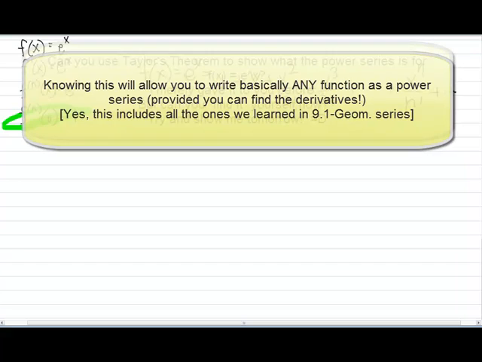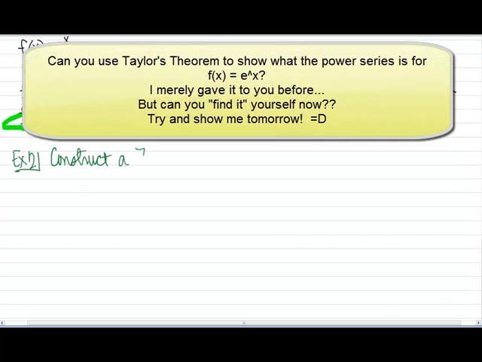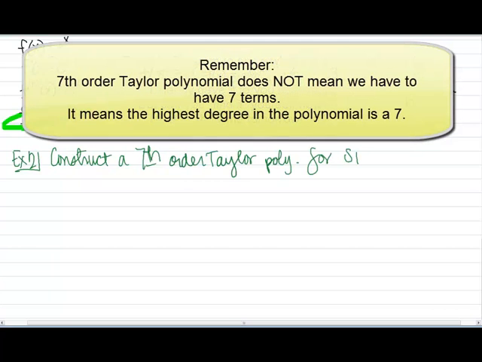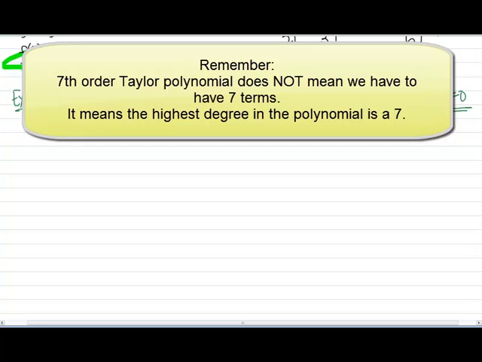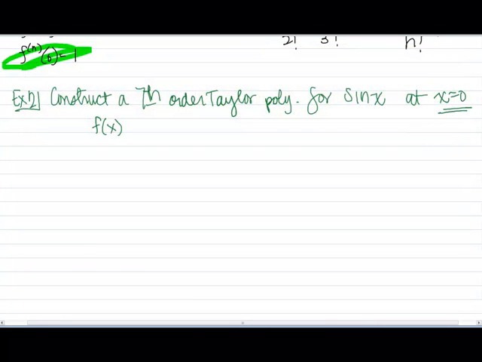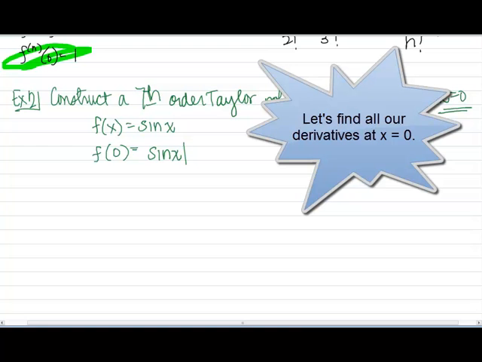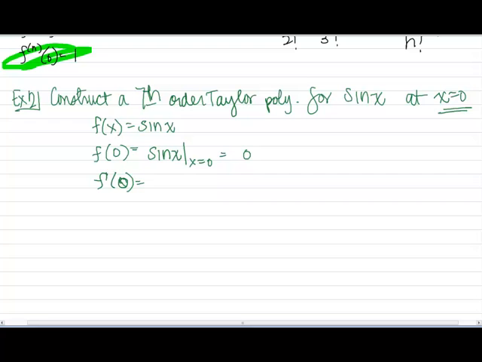We are going to construct a 7th order Taylor polynomial for sine x at x equals 0. 7th order polynomial simply means highest power is a 7. Since our function is sine x, what we need to do now is figure out what this function value is at x equals 0. So sine of 0 is 0. Then we need to find the function value of its derivative. So cosine of 0 is 1.